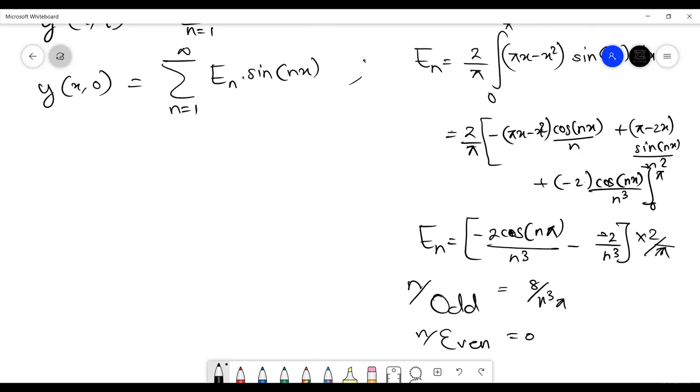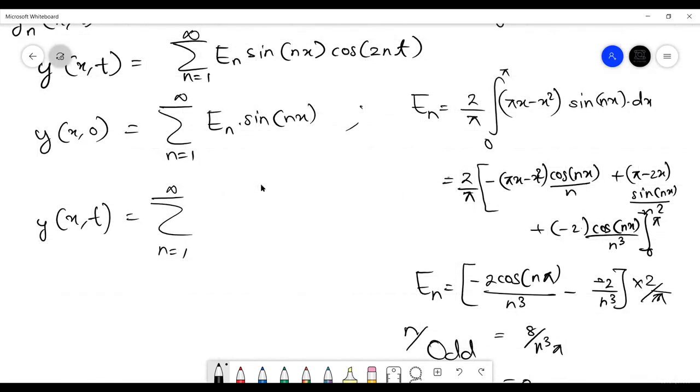So now here, we know for the odd, y(x, t) is the sum from n equal 1 to infinity. So what is En for odd values? En is 8 by... oh, only for odd values, right? So you have to be careful when you are substituting. So that becomes 2n minus 1 cubed into pi, times sin((2n minus 1) x) cos((4n minus 2) t).